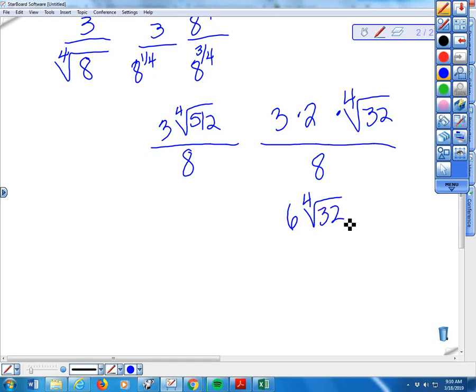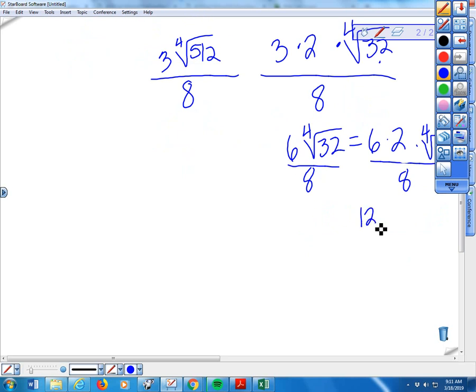Now, doesn't 16 go into this too? So I could rewrite this as 6 times the 4th root of 16 times the 4th root of 2, right? Because 16 times 2 is 32, all over 8. So the 4th root of 16 is 2. Now I've got 12 times the 4th root of 2 all over 8, which 4 goes into 12 3 times and goes into 8 2 times. Okay, so this is how I would simplify your answer.